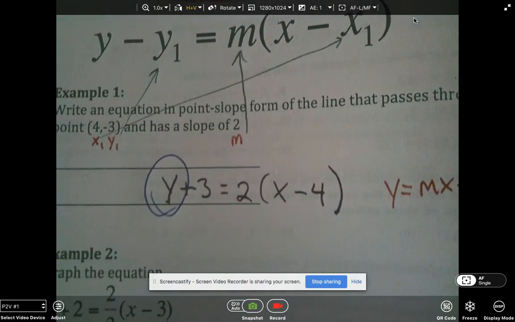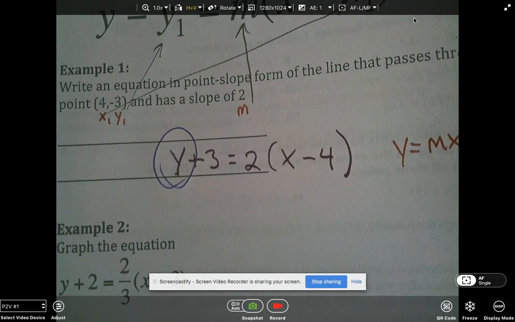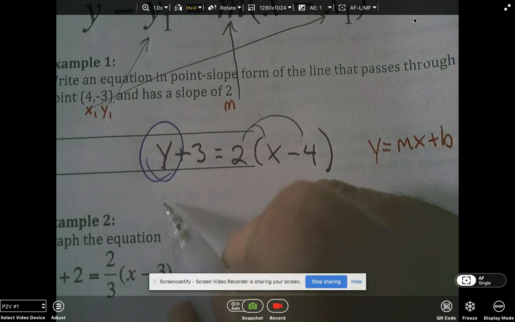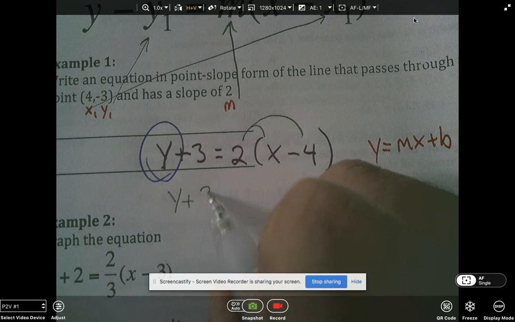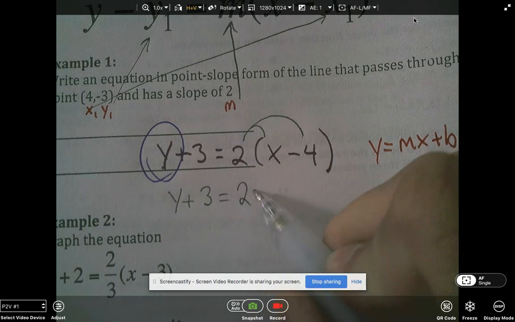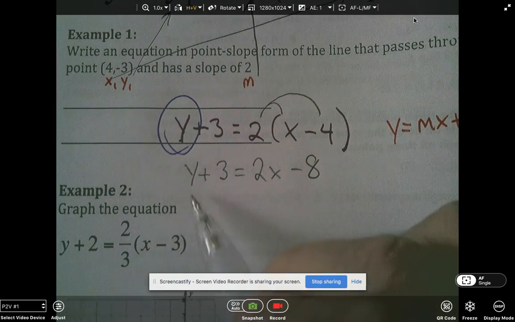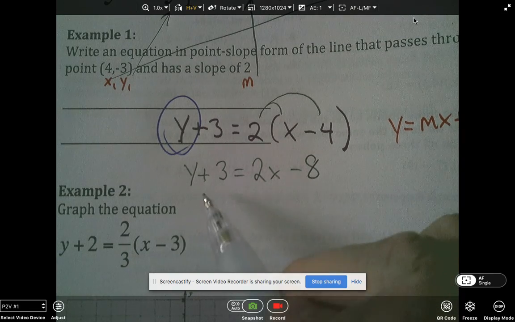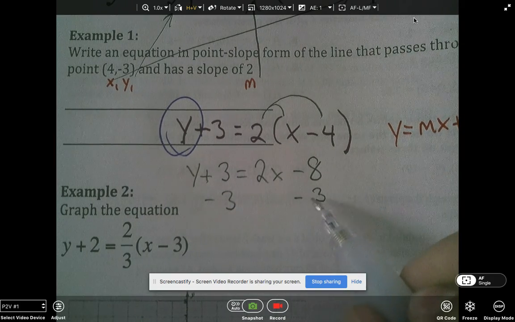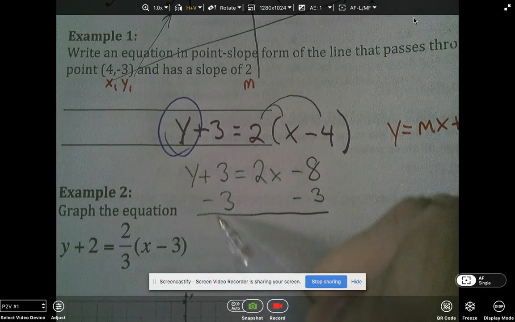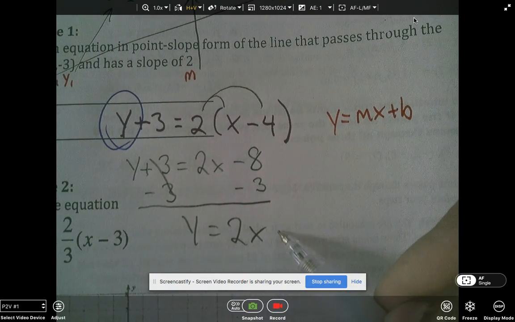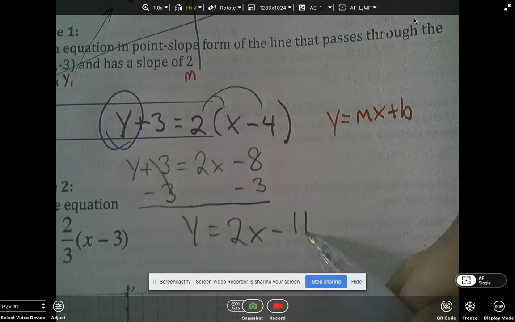The first thing I'm going to do, if we were just simplifying this, is on the right side we can distribute the positive 2. So I'll rewrite this part of the equation: y plus 3 equals, can someone distribute 2 to the inside of my parentheses? 2x minus 8. We're still solving for y, so how can we get rid of this plus 3? Minus 3 to both sides. I'm going to keep it with my constants there. So I'm left with y equals 2x, and then what will be the last part? Minus 11.